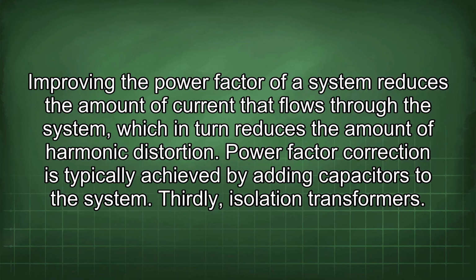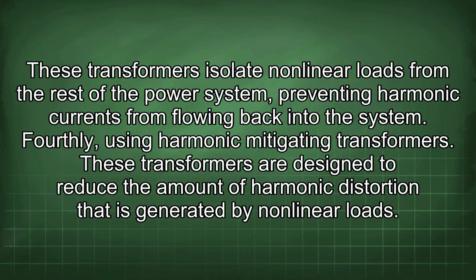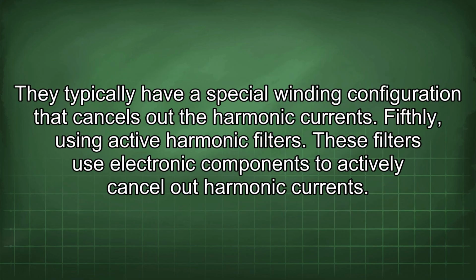Power factor correction is typically achieved by adding capacitors to the system. Thirdly, isolation transformers. These transformers isolate nonlinear loads from the rest of the power system, preventing harmonic currents from flowing back into the system. Fourthly, using harmonic mitigating transformers. These transformers are designed to reduce the amount of harmonic distortion that is generated by nonlinear loads. They typically have a special winding configuration that cancels out the harmonic currents.